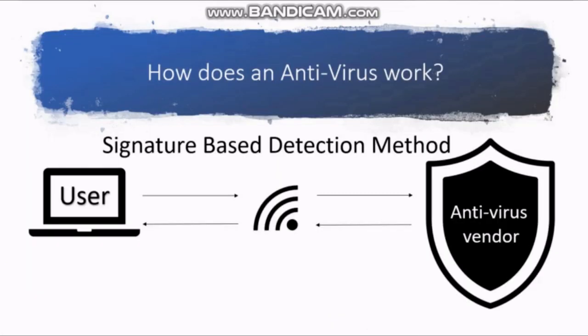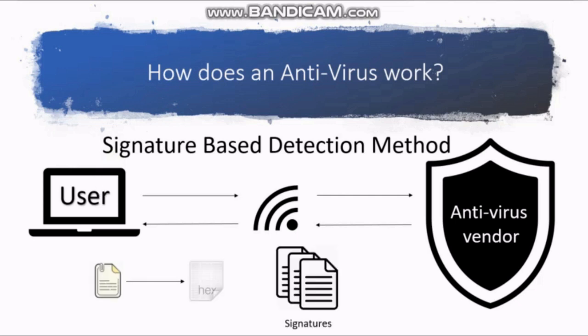The question is, how does an antivirus work? There are many different techniques used by antivirus vendors. Let's start with the most basic one, the signature-based detection method. The antivirus installed on the user system has a database of signatures. What are these signatures? A signature is a unique string of bits or a binary pattern of known malicious programs. So whenever a user downloads or tries to access a file, the antivirus will convert the file into hex code and scan it with all the available signatures.